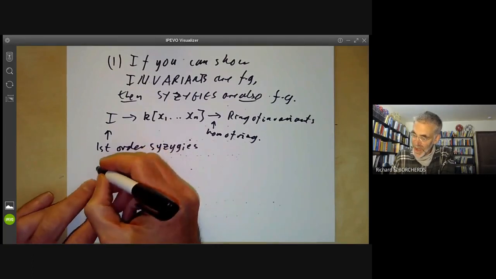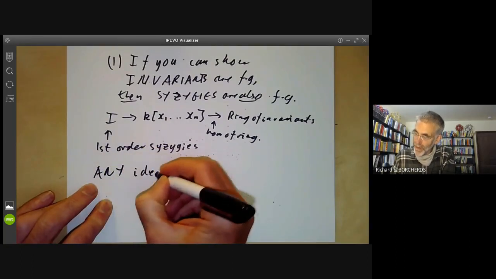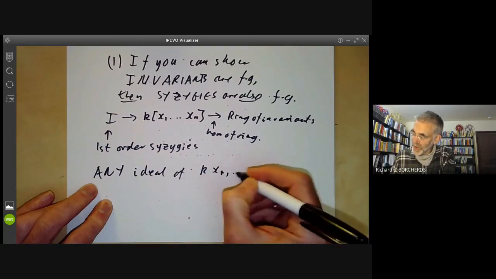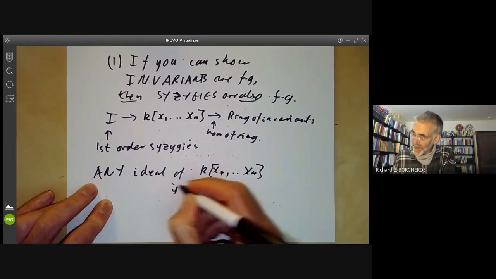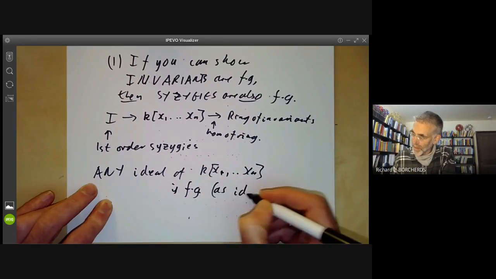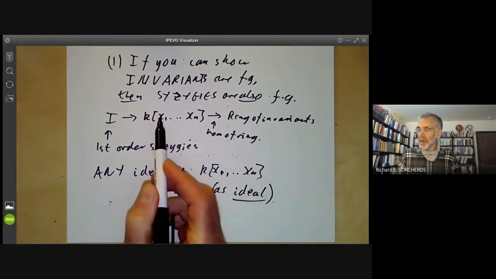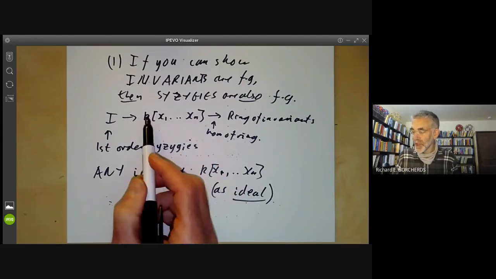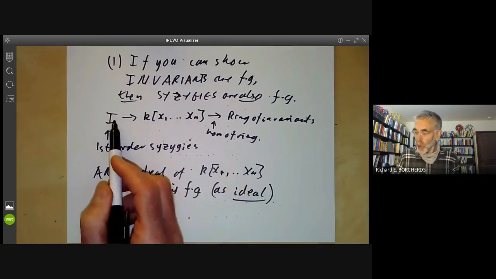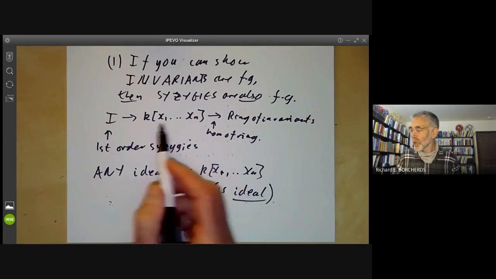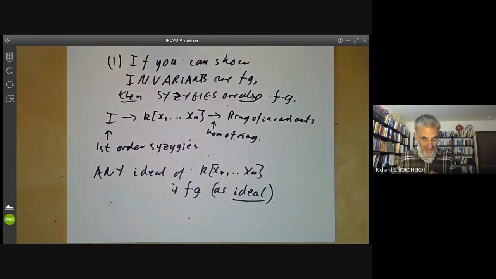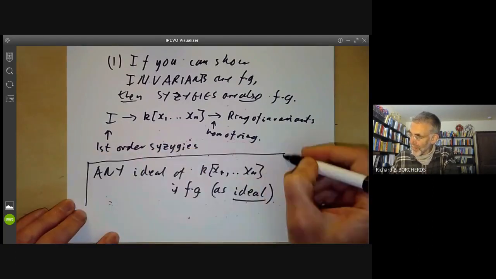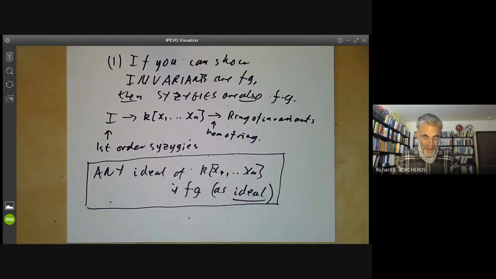And what Hilbert showed is that any ideal of k[x1, ..., xn] is finitely generated as an ideal. So if you show the ring of invariants is finitely generated, it's going to be some sort of quotient of a polynomial ring in finitely many variables, and all its ideals are going to be finitely generated, whether or not they come from a map to a ring of invariants. So this is Hilbert's fundamental theorem about polynomial rings that we're going to prove in a couple of lectures.